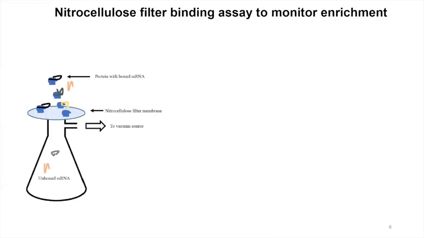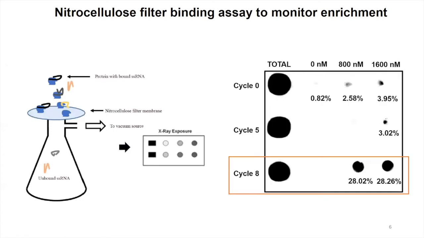And after 8 cycles of SELEX, we decided to monitor the enrichment. So we use a simple nitrocellulose filter binding assay, and we realized that our nucleic acid pool from cycle 8 has actually reached an enrichment of 28%. And this enrichment is approximately 9 times higher as compared to the nucleic acid from cycle 5 and cycle 0. So this affirms the fact that this nucleic acid pool from cycle 8 can potentially harbor the binders against PTTG1.